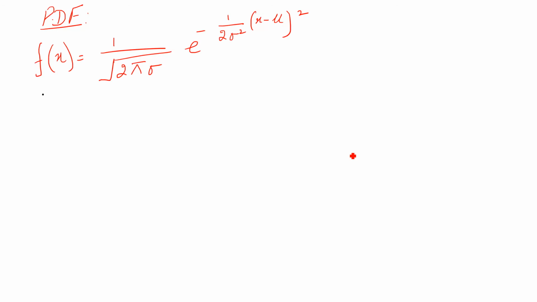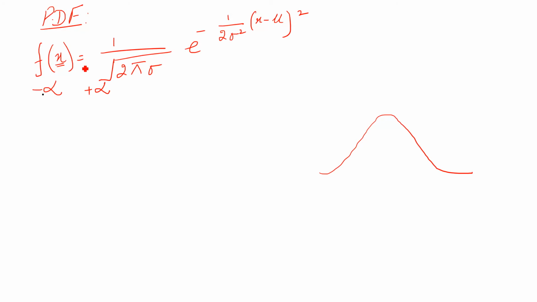So what is the meaning of normal distribution? Normal distribution means we have a bell-shaped graph, and the formula we use is known as the PDF. PDF means probability density function, right? f(x) represents the random variable, and its value lies between negative infinity and positive infinity.